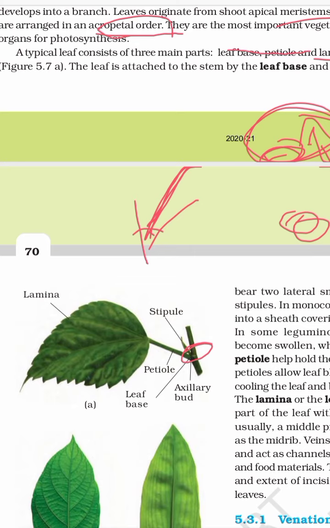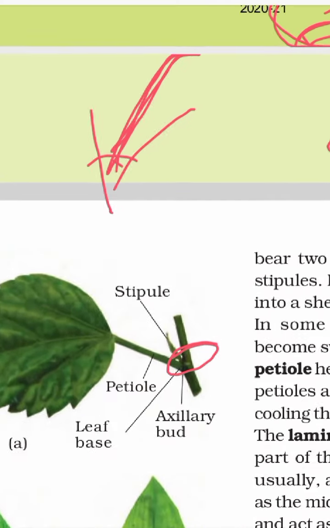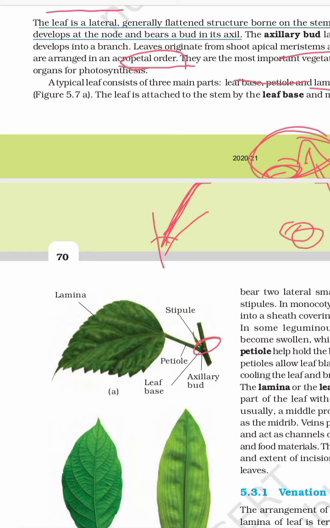The leaf is very easy to pluck. Why? Because its attachment is really very weak over here. Example, gram leaves. In some plants, the leaf base has small appendages on both sides. These are called stipules, which protect the young leaves and axillary buds. So you can see over here what a stipule is. The stipule provides protection to the axillary bud also, so that it cannot get removed.